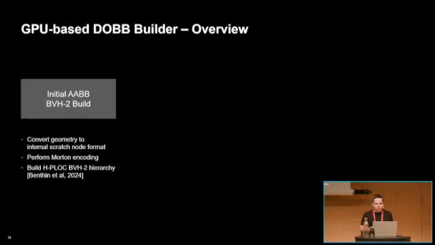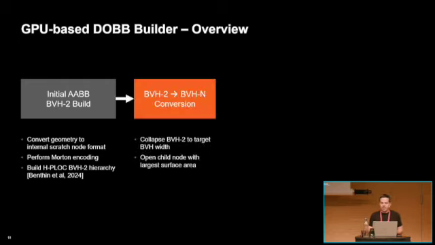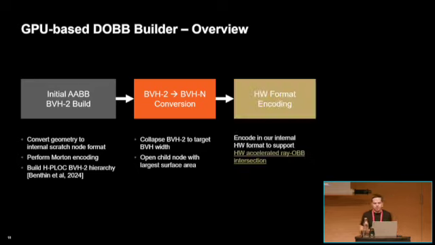So the overview of our GPU-based builder is that we start with a BVH2 build, creating the axis-aligned bounding boxes in the initial topology, so we convert the geometry to the internal scratch node format needed during our build. We perform Morton encoding, and then there was a nice paper from Karsten named H-PLOC, which we used to create the BVH2 topology. Then we do a collapse step where we open the child node with the largest surface area and create the target width, the target branching factor.